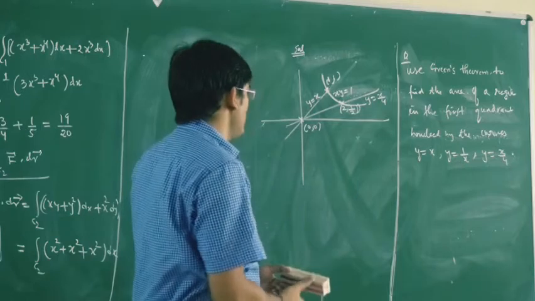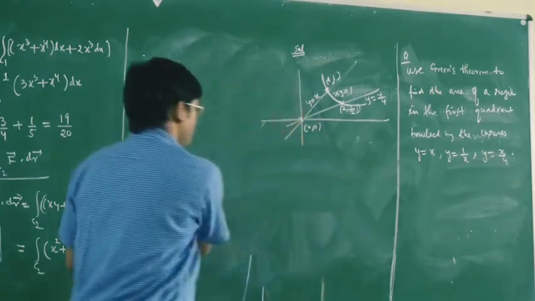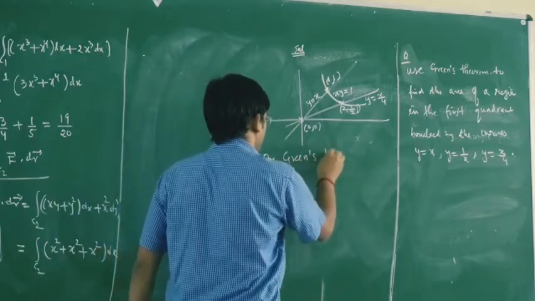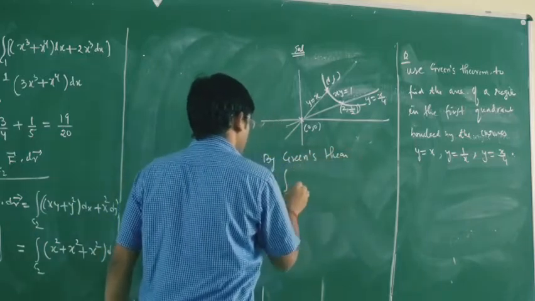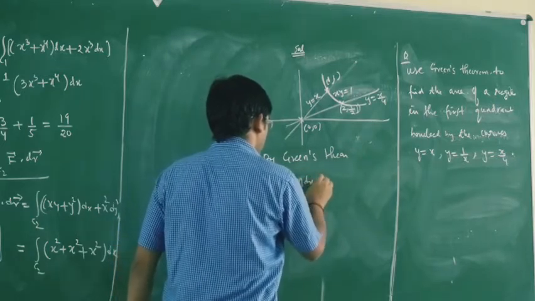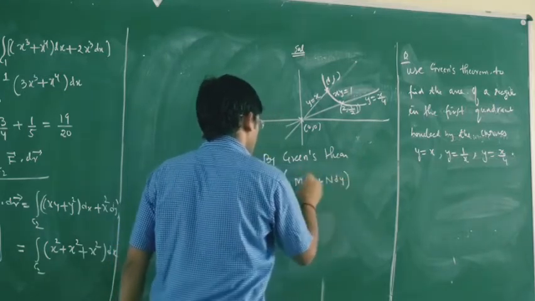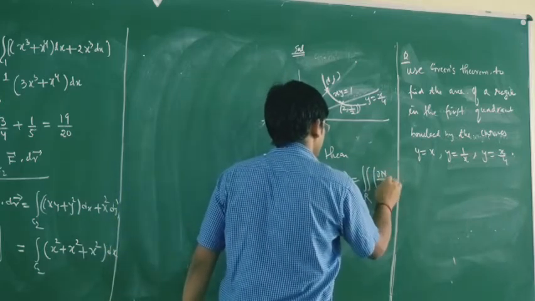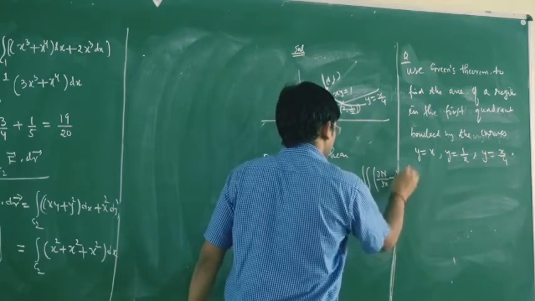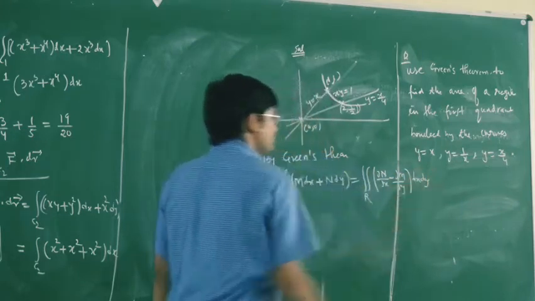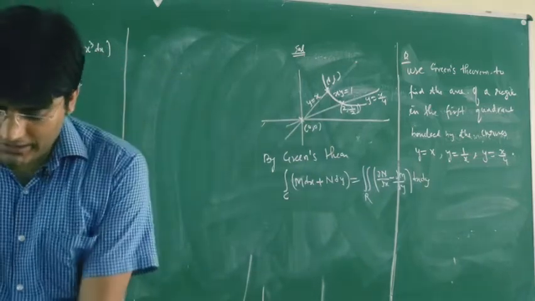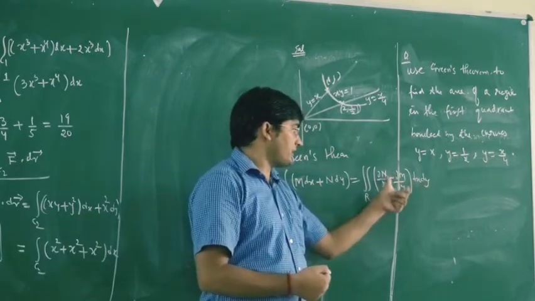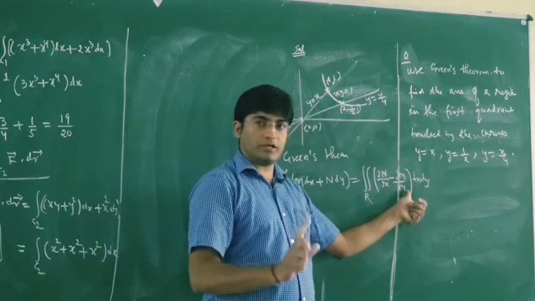Now here we have to find out the area. Now what is your area? By Green's theorem, we have this line integral M dx plus N dy is equal to this double integral. So this is your Green's theorem. Now for the area, this has to be 1. The value of del N upon del x minus del M upon del y should be equal to 1.